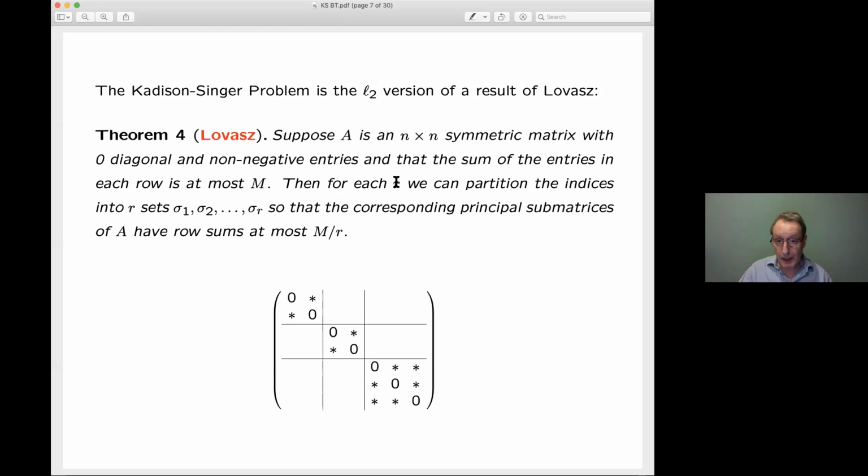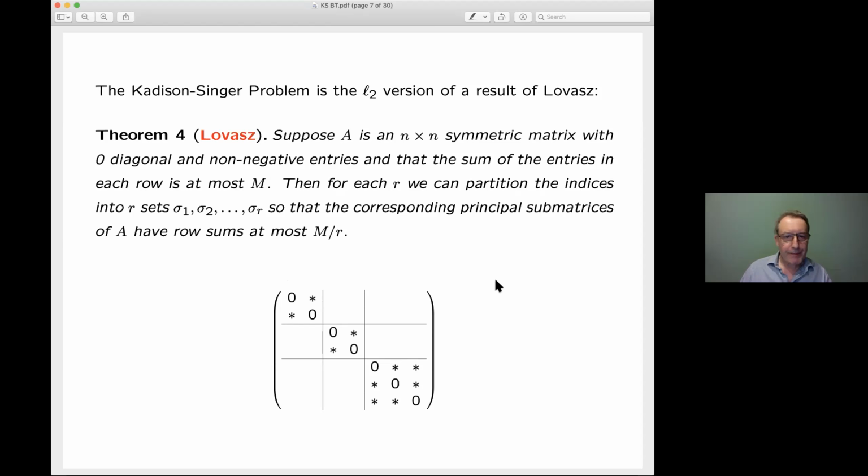Then again, whatever integer r you pick, you can partition the indices into sets, so that when you look at these principal submatrices, the rows now have sum at most m over r. So the full rows had sum m, and now we've partitioned so that we've managed to reduce the sums by a factor of r. Okay, so you can see that it has the same sort of spirit as the Kadison-Singer problem. You have the zeros on the diagonal, and you're trying to chop down into pieces which somehow behave better. You've got some control over how the whole thing behaves, and you want better behavior for the pieces. The problem is in the same spirit.